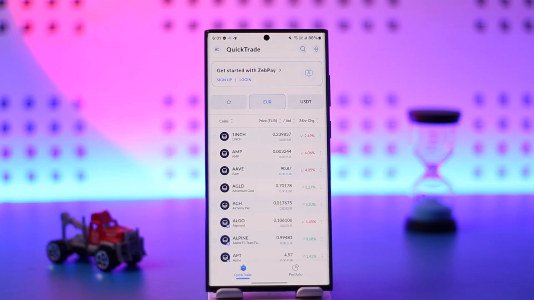So please also remember that the information provided here is a general overview and the actual process may vary depending on specific bonus and ZebPay's current policies.